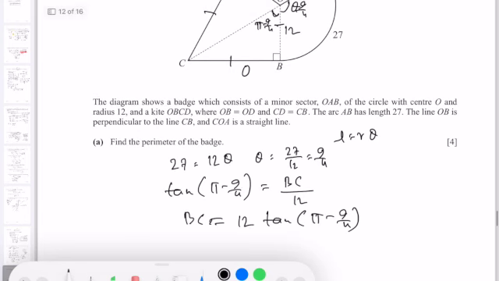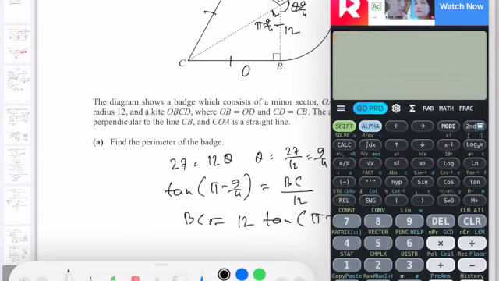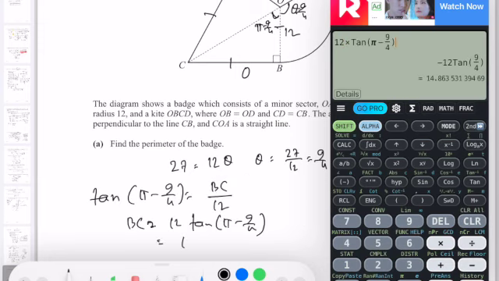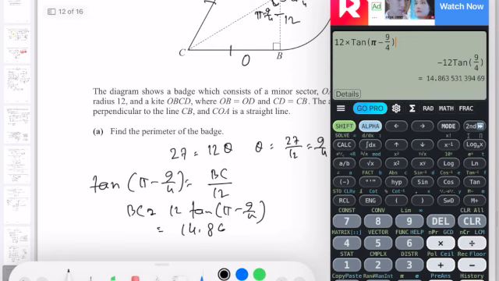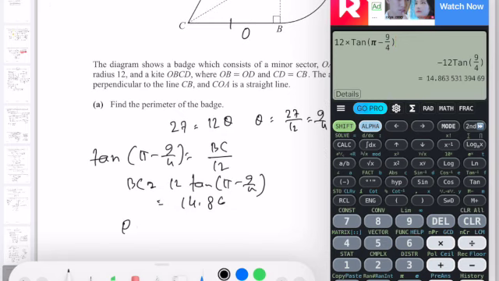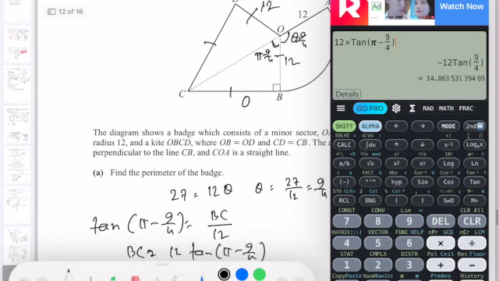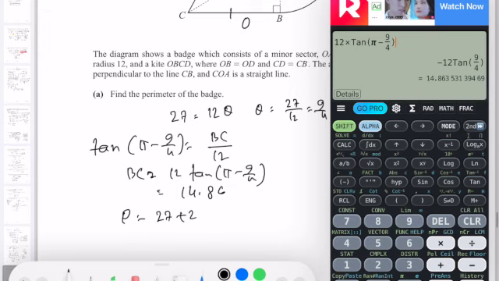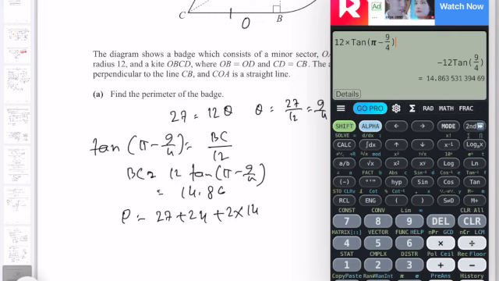We can simplify this. This is in radians. BC is 14.86. So now the perimeter will be 27 plus 24 plus 2 into 14.86. So this is 80.7 to 3 significant figures.